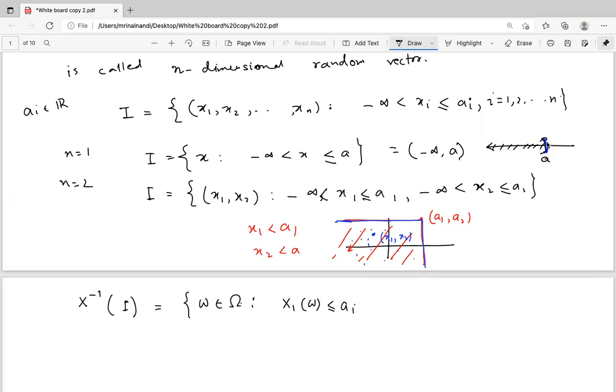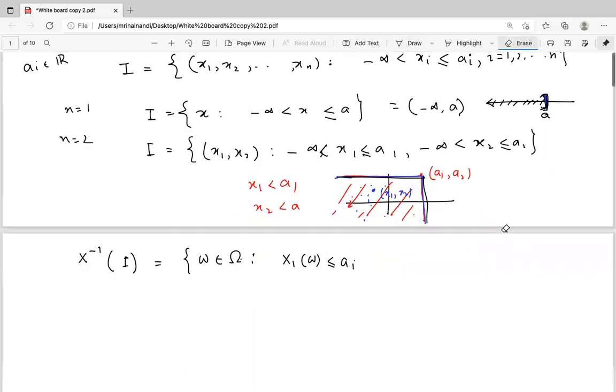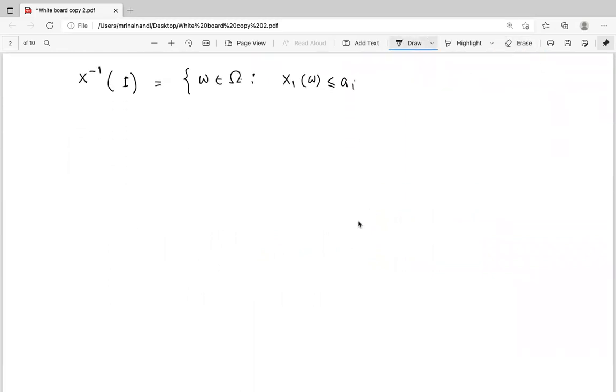So then this part is included, because it's a closed interval. If it is not included, then it is an open interval. Here we take a1 as included, and X2(omega) less than or equal to a2, and so on, up to Xn(omega) less than or equal to an. So this is the inverse image, and this obviously belongs to this script F, this sigma algebra, and that is for all a_i.